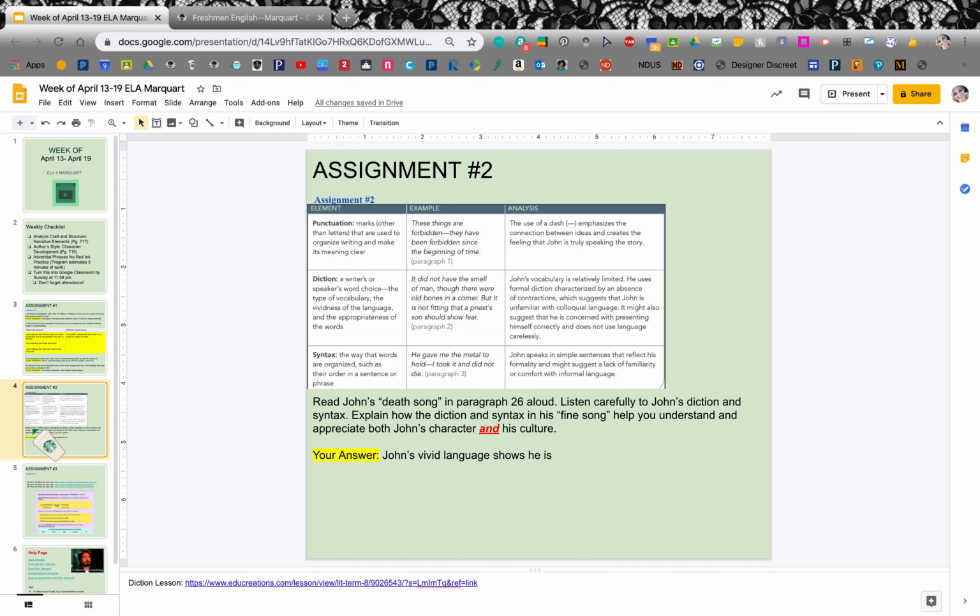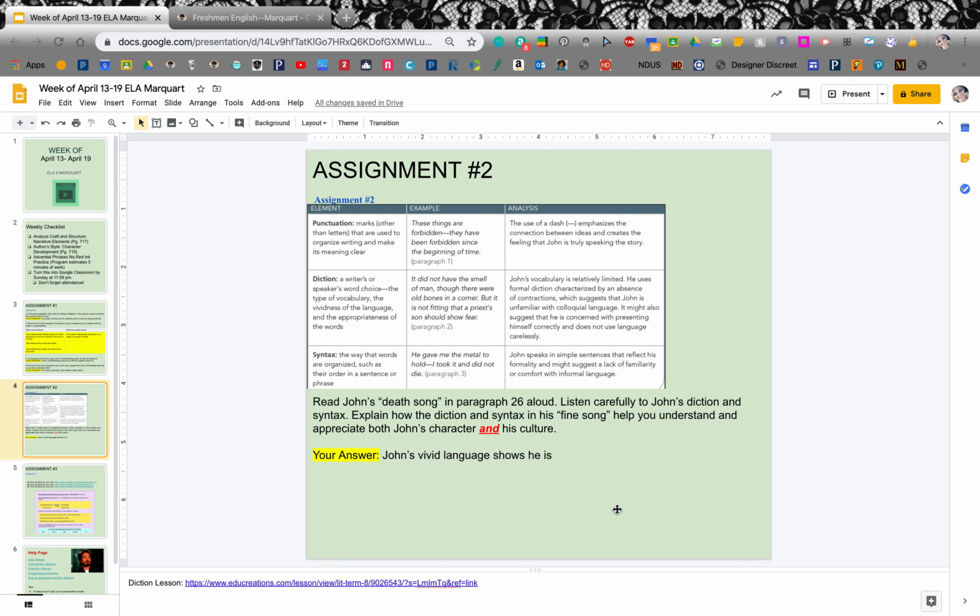So we're going to reread John's death song in paragraph 26 aloud. I strongly encourage you to do it aloud. You'll really hear different things when you do so, okay? Listen carefully to John's diction. Again, if you're struggling with diction, this is pulled right out of the textbook, and I also have a lesson down below. But listen carefully to his diction and his syntax.